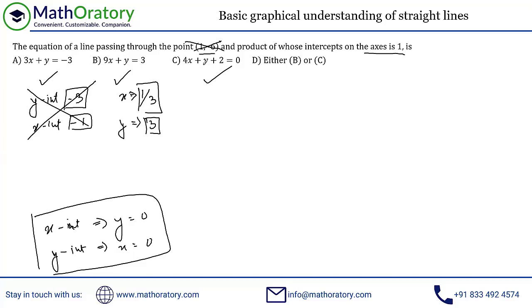If I put y as 0, x-intercept will be -2/4. So the x-intercept comes out to be -1/2. And if I put x as 0, y comes out to be -2. Again, -1/2 and -2 also gives us a product of 1. So this is also satisfying along with option B. So answer should be option D out here.